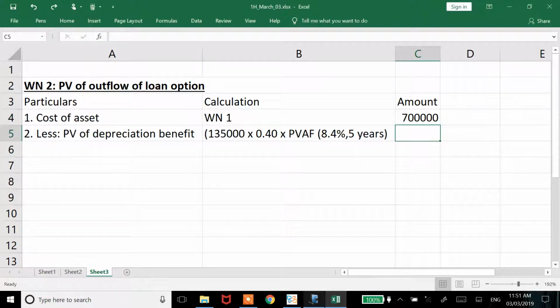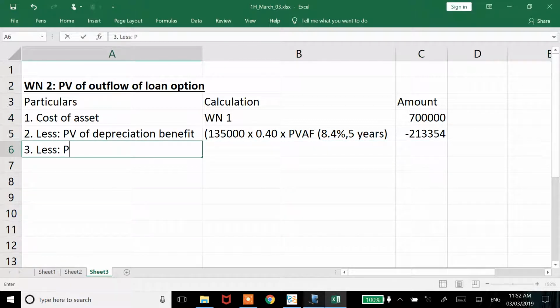The annuity factor is 3.951. The answer is 213,354. Any doubts on this?